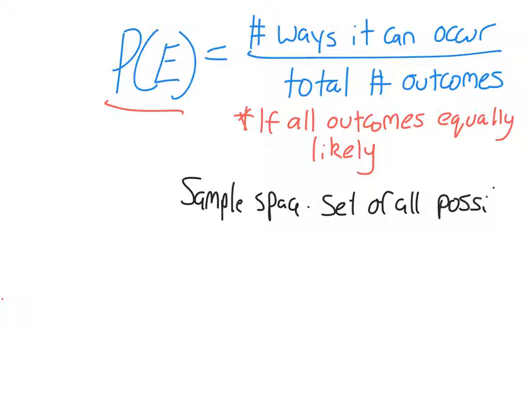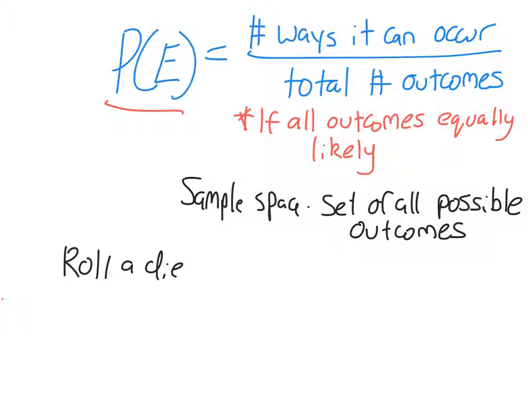So it's just a group of events that can actually happen. For example, if I roll a die, the sample space, and we usually use these squiggly brackets for it, is just 1, 2, 3, 4, 5, 6. This is just a normal die that I'm talking about. So I could get a 1, I could get a 2, I could get a 3, and so on all the way up to 6.